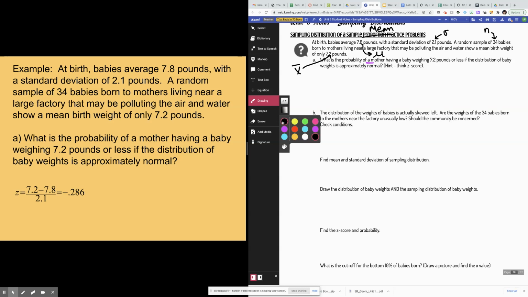What we are attempting to calculate here is, what's the probability that just X, not X bar, right, not an average, just one baby, has a weight of less than 7.2 pounds. That's what we're trying to find. So in order to do that, we need to calculate our z-score. This is just a regular old throwback to Unit 3 normal distribution problem. So I have my data point, 7.2, minus my population mean, 7.8, divided by my standard deviation, 2.1.